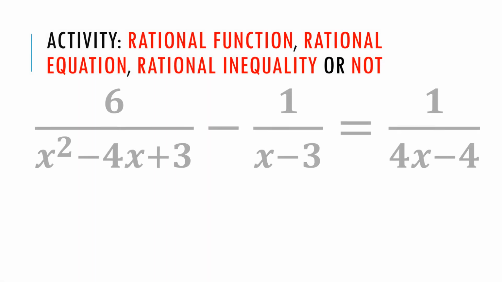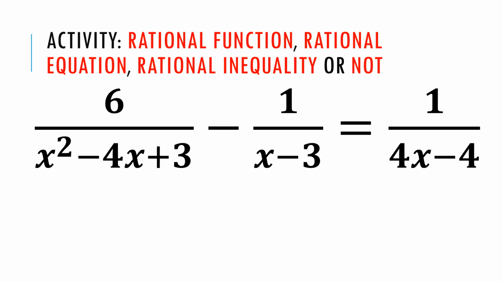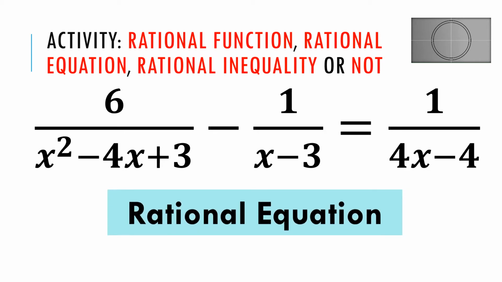How about this one? 6 over x squared minus 4x plus 3 minus 1 all over x minus 3 equals 1 all over 4x minus 4. 5 seconds to answer. And time's up. What do you think? Madali lang to. The answer is rational equation because of that equal sign. Okay? Madali lang siyang ma-identify.